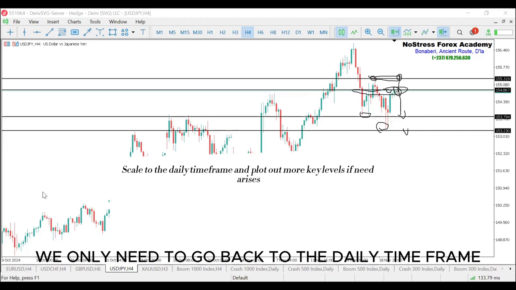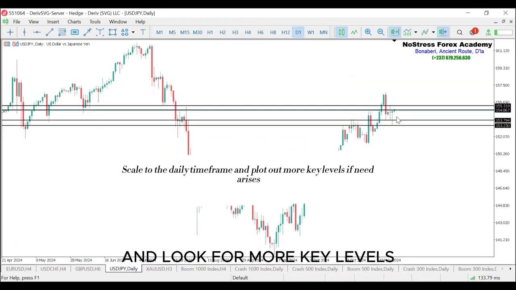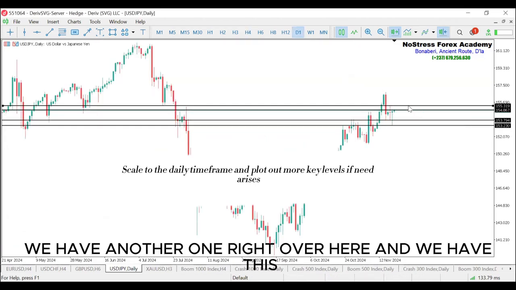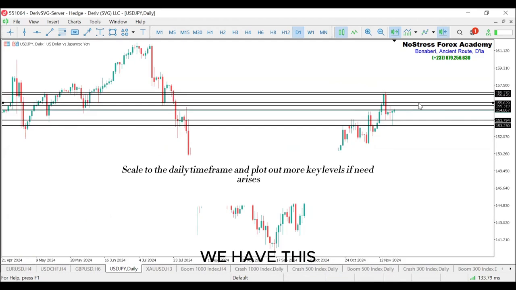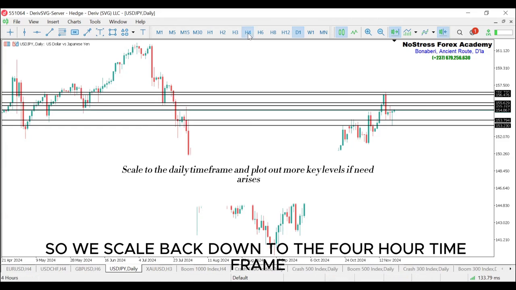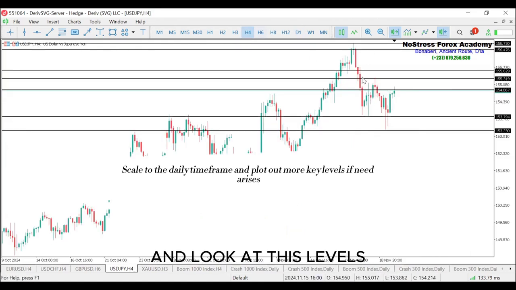We only need to go back to the daily time frame and look for more key levels. We have another one right over here, and then we have this, we have this. So we scale back down to the 4-hour time frame and look at these levels.